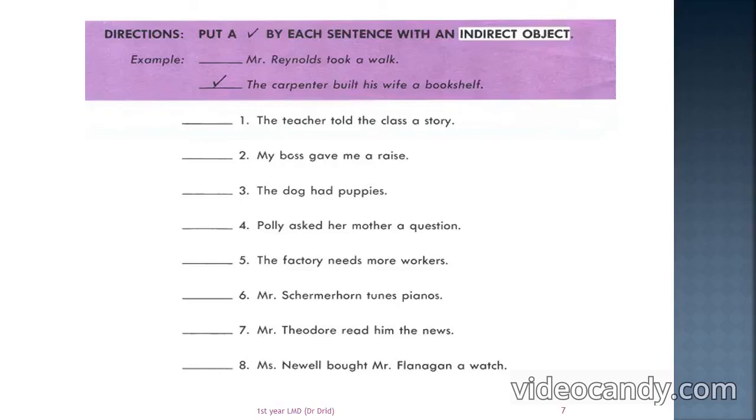The carpenter built his wife a bookshelf. What did the carpenter build? He built a bookshelf. For whom? For his wife. So there is an indirect object plus a direct object. So in that case you have to put a tick. You try to do the same thing in the following sentences and test yourself.